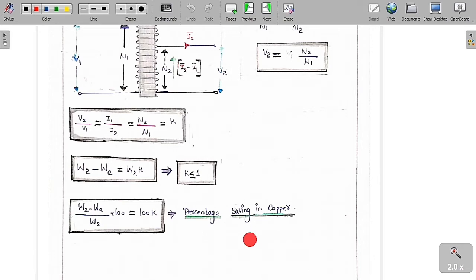The turns ratio of the auto transformer can be greater than 1 or lesser than 1. In this case it is NH by NL, so the turns ratio of the auto transformer here is equal to N1 by N2. It is always higher than 1. So what is the K value? The transformation ratio, which is N2 by N1, is less than 1 here. The turns ratio of the auto transformer is N1 by N2, always greater than 1, but the transformation ratio is reversed. It is N2 by N1, always less than or equal to 1.